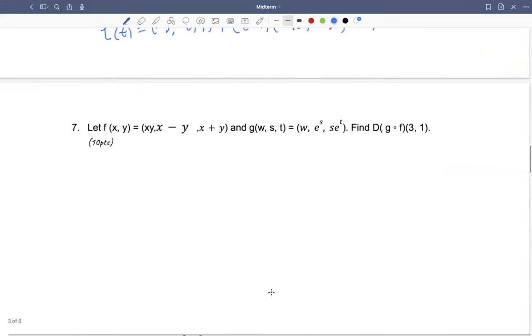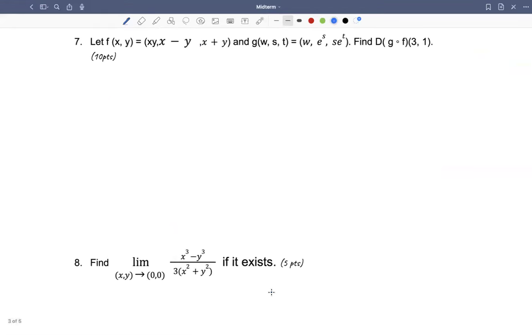Let's see, seven. Always check the spaces. f goes from two space to three space, and g goes from three space to three space. Then g composed with f goes from two space to three space. So this one should be a 3 by 2 matrix. It's always good to have this dimension count to get an idea. All right, now let's just calculate.